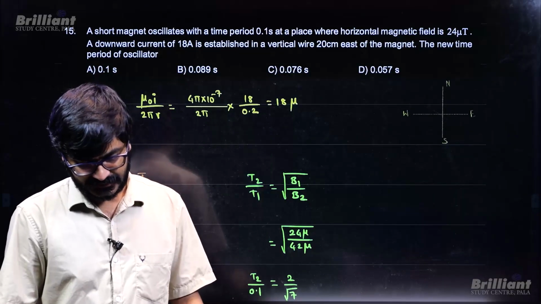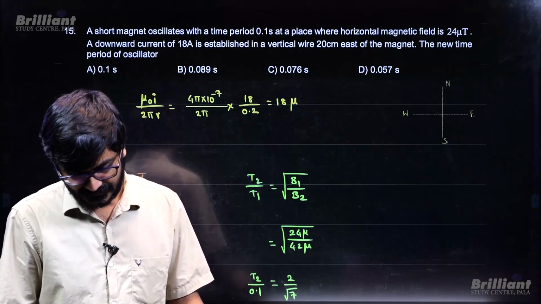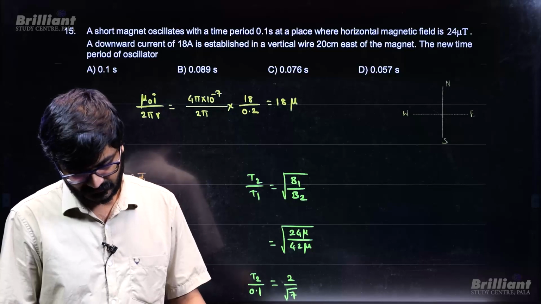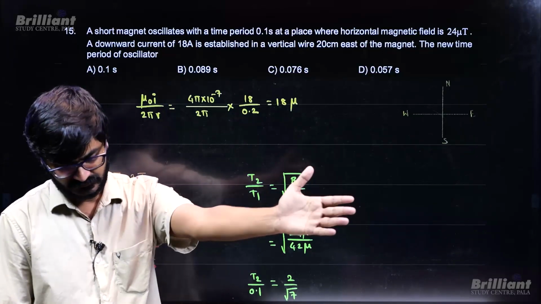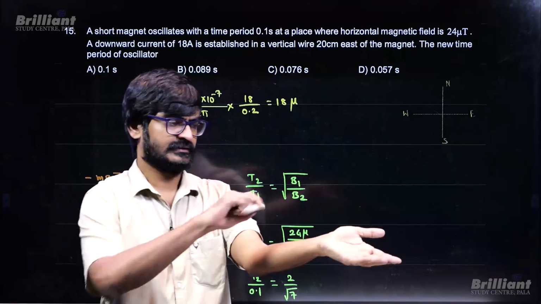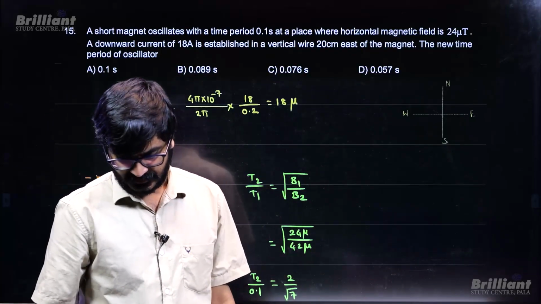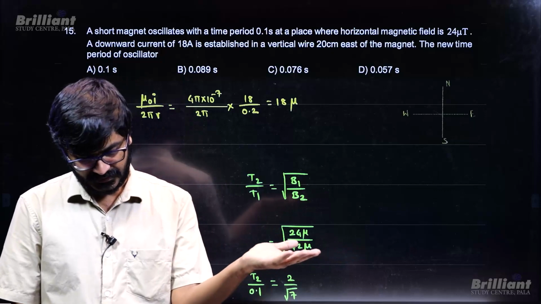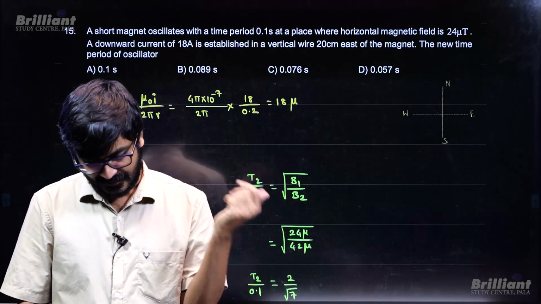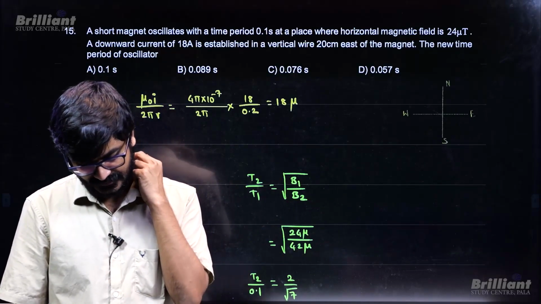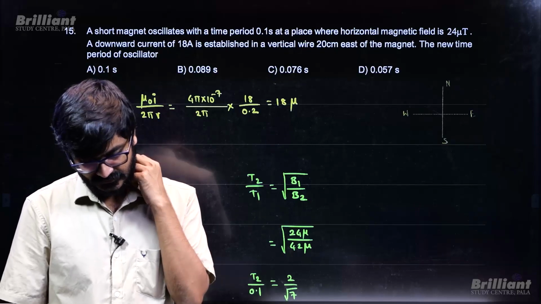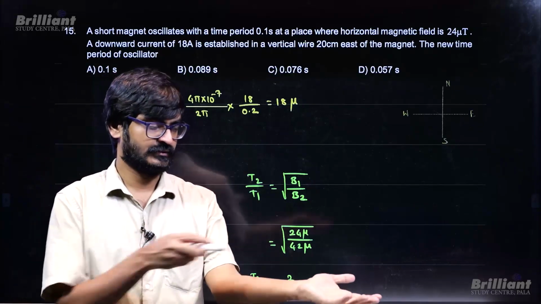A short magnet oscillates with a time period 0.1 seconds at a place where horizontal magnetic field is 24. So horizontal magnetic field is 24, and when you rotate this, it is going to oscillate for some time period. Now a downward current of 18 ampere is established in a vertical wire 20 centimeter east of the magnet. So this is the magnet.